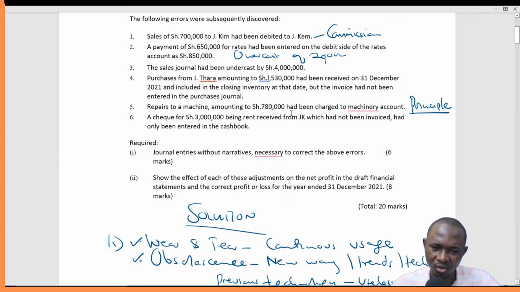So repair to machine, all of them are debits, but they are two different things. This machine, this is an expense. So repairs to machine amounting to 780 had been charged to machinery account. So we have to correct this.